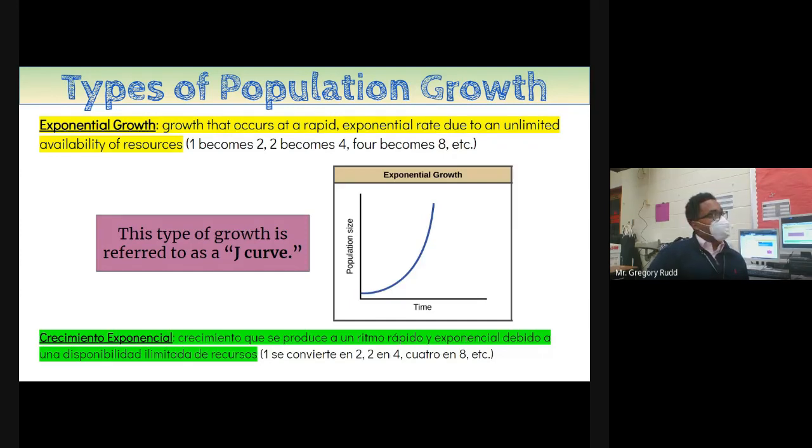So with exponential growth, one becomes two, and instead of two becoming three, two becomes four. And then again, instead of four becoming five or six, four becomes eight. And then eight doesn't become 10 or 12, it becomes 16. So we see the population is growing rapidly. The numbers are increasing very, very quickly.